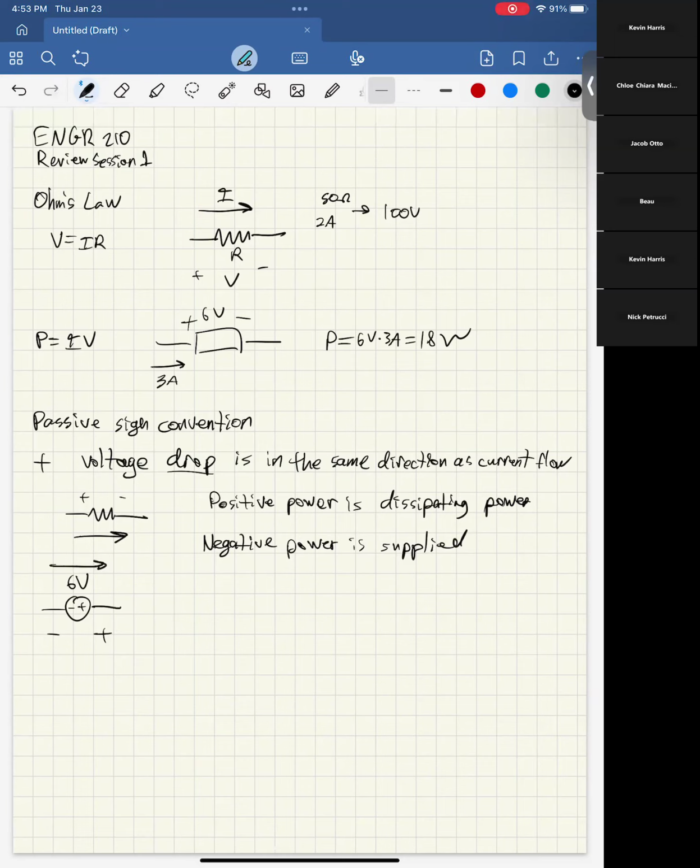So as we said in this part above, if the voltage drop is in the same direction as current flow, then it's positive. So here, this would be thought of as negative. If this was 3 amps, then the power equals 3 amps times negative 6 volts, which would be negative 18 watts. Forgive my handwriting.